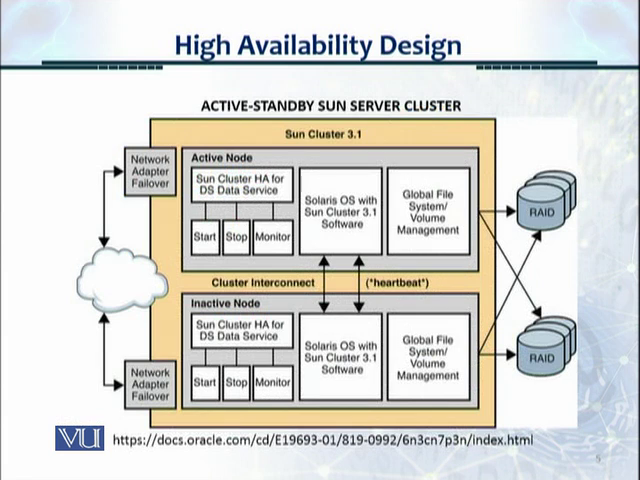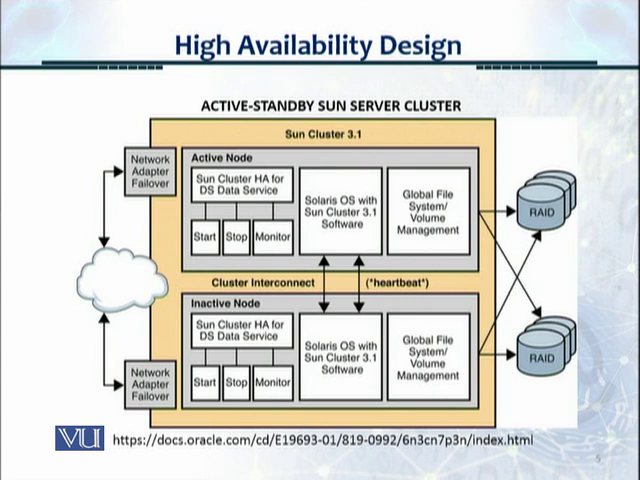This is a diagram in which you see an active standby Sun server cluster, and let's see how this is set up. On the top, you see there is a Sun Cluster 3.1. You have a network adapter failover, which is redundant in both the Sun servers. There's a top server and a bottom server. Then you have an active node, the Solaris OS, and the global file system and volume management. And there's a heartbeat connecting both of these.